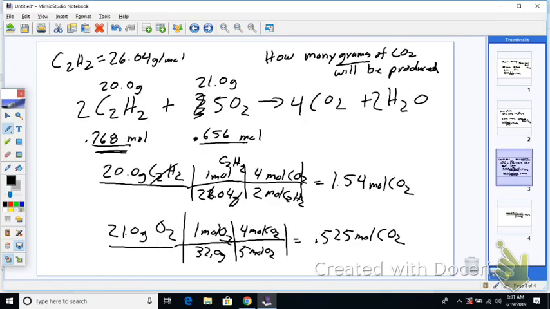When that's done, you have some of this left over. And in the future, we're going to decide how much is left over. That's the toughest concept that I go over in chemistry, is determining how much is remaining. For some reason, students have a real difficult time with that concept.